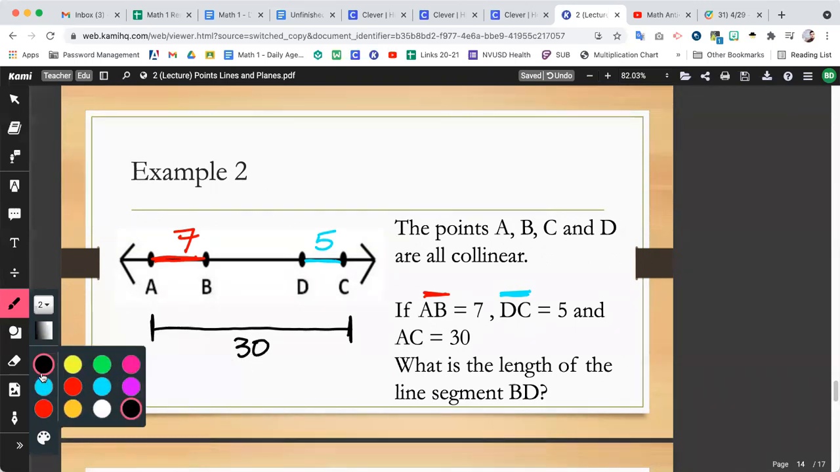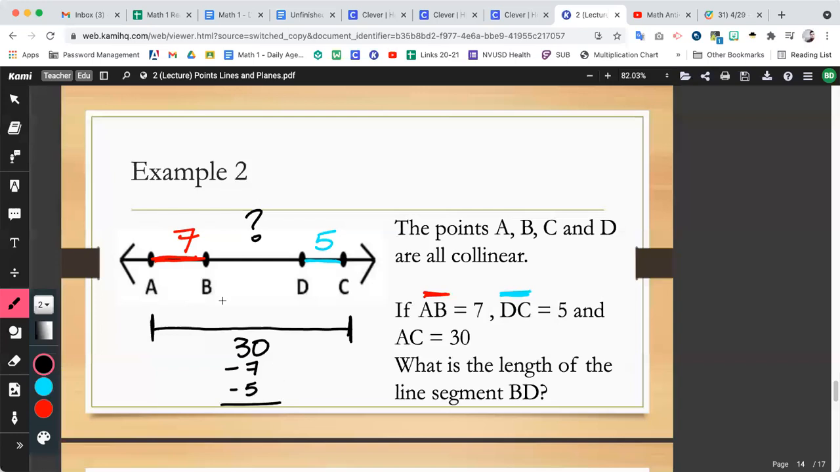The question says, what is the length of the line segment BD? So what is this part in the middle from B to D? Let's talk about how we figure that out. If I know from A to B is 7 and D to C is 5, I can subtract those values away from 30, because the whole thing is 30. So if I subtract 7 and I subtract 5, that will tell me what's left over in the middle. And that gives me 18.